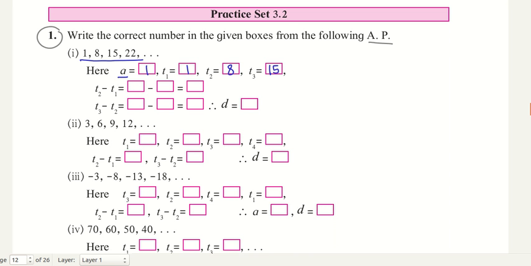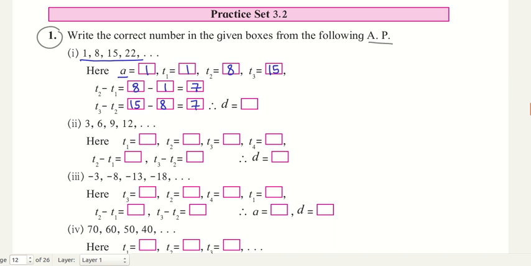And in the second line, what is given is T2 minus T1. So what is our T2? T2 is 8 and T1 is 1. So we will write 8 minus 1, that is equal to 7. Completed. Third line, now T3 minus T2. T3 is 15, so 15 minus T2, that is 8. 15 minus 8, we know, is 7.